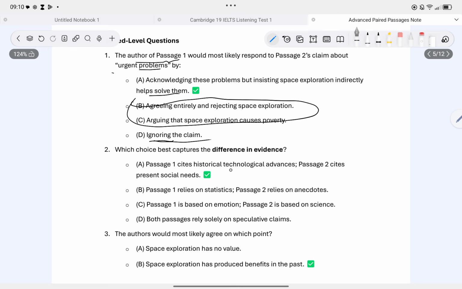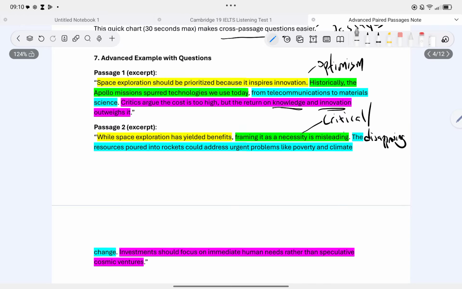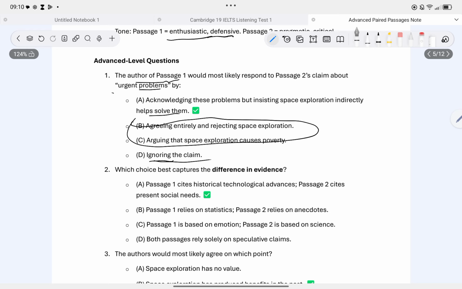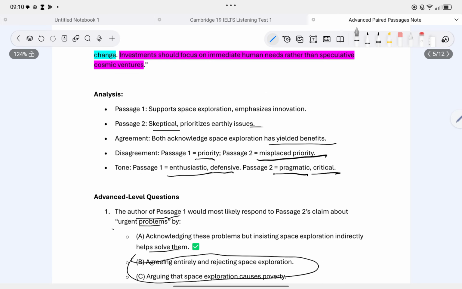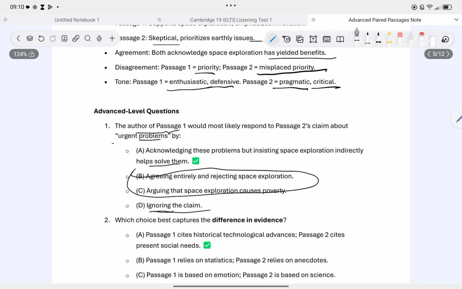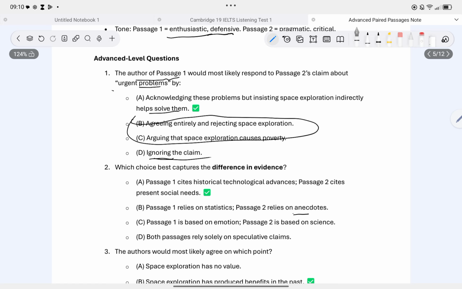Passage 1 cites historical technology advances. Passage 2 cites present social needs. Passage 1 relies on statistics. Are there statistics there? I don't think so. Nope. Passage 2 relies on anecdotes. I don't think there are anecdotes. Anecdotes simply refer to stories, personal stories or personal experiences.